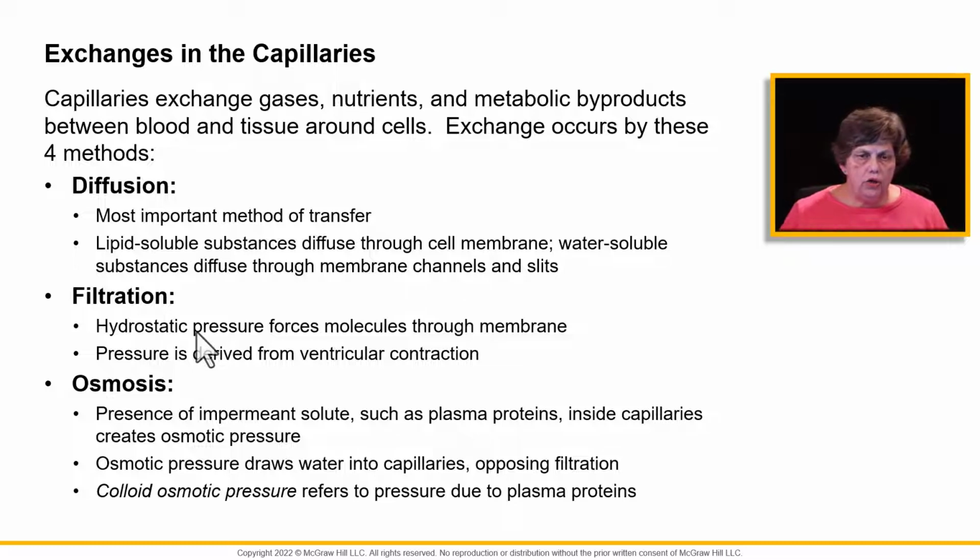The exchange occurs by 3 different methods. And you need to understand this. First of all, diffusion. This is the most important way we transfer stuff. The lipid-soluble substances will diffuse through the cell membrane. Water-soluble substances diffuse through channels and slits, but diffusion is from an area of higher concentration to an area of lower concentration.